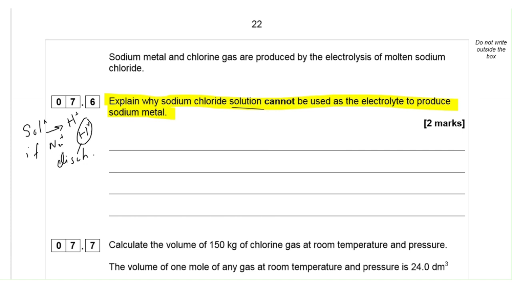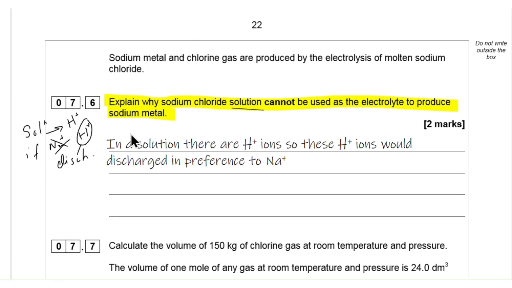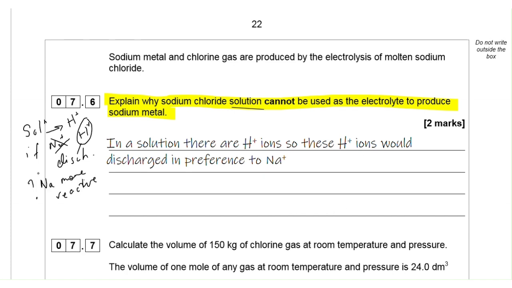So, in sodium chloride solution, hydrogen ions are discharged in preference to sodium ions. And the reason for this is that sodium is more reactive, so the hydrogen ions are preferentially discharged. So, for 2 marks: in a solution there are H plus ions, so these H plus ions would be discharged in preference to Na plus. Sodium. Here we are, and we've underlined that keyword again because it's an explain question: because sodium is more reactive than hydrogen. 2 marks.